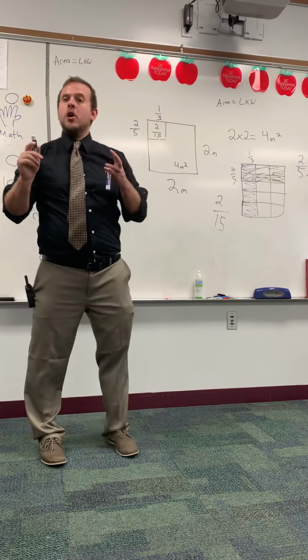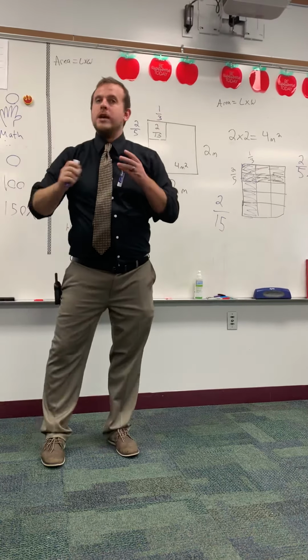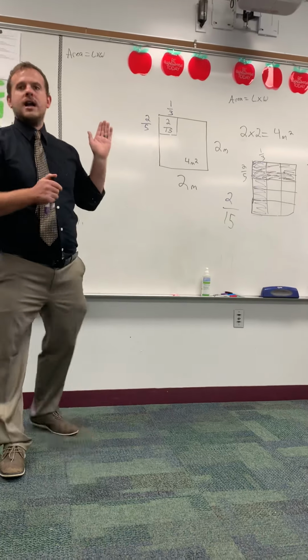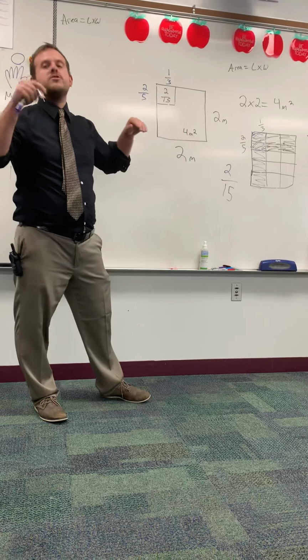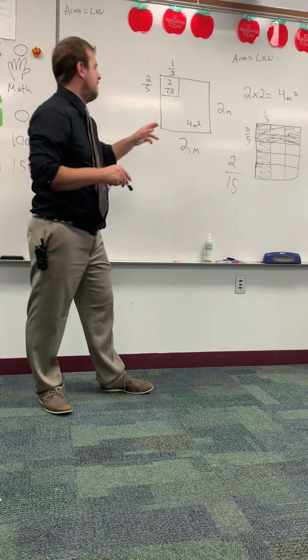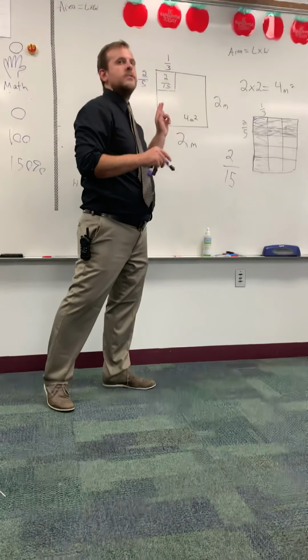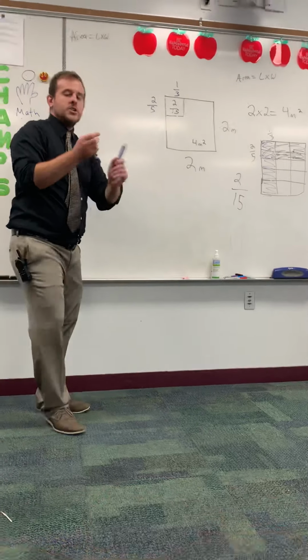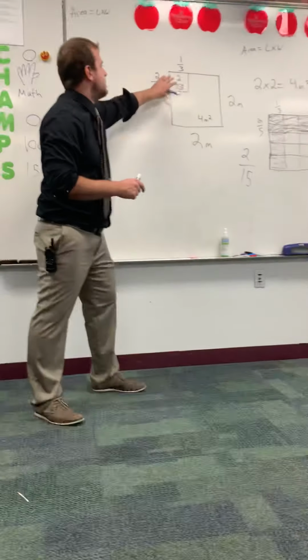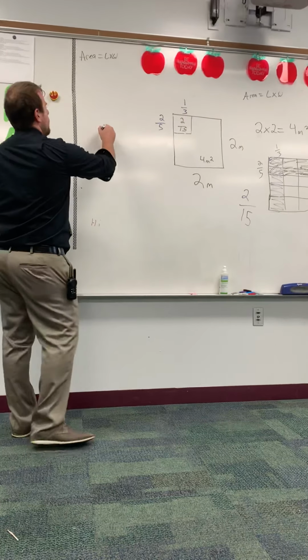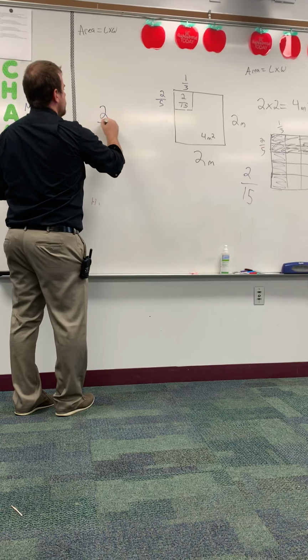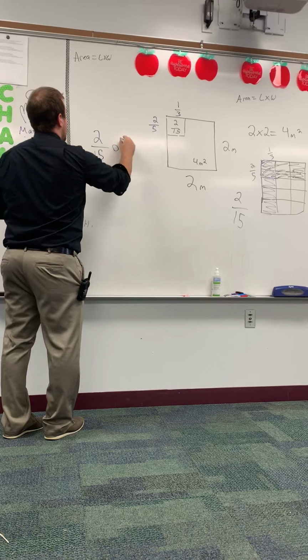Well, what we do know though is we do know what the area of the total square was. What was the area of the total square, Tabitha? 4 meters squared. Say squared. Everyone say 4 meters squared. 4 meters squared. So what this is, to find the area, this is 2 15ths of 4. So if I write this out, and we talked about this too, 2 15ths of 4.